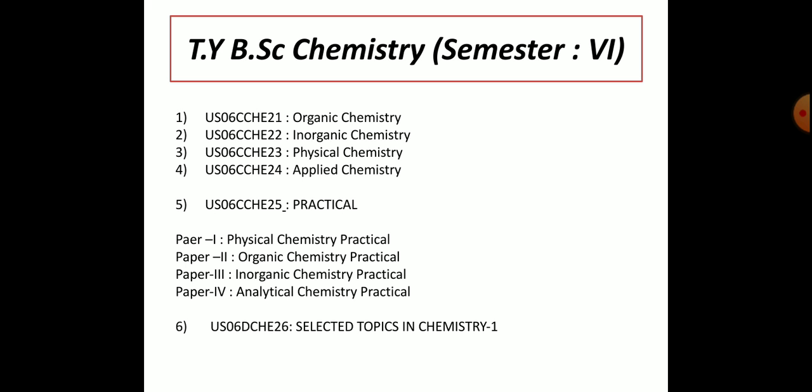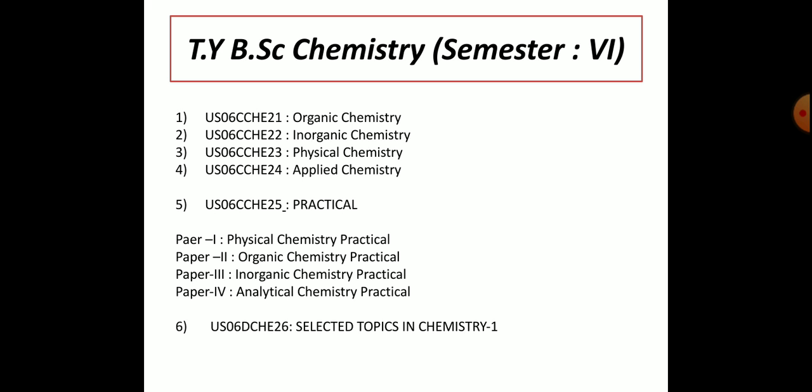Now paper 2, that is US 06 CCH 22, that is inorganic chemistry. This subject contains total 4 unit. Unit 1 is wave mechanics. Unit 2 is divided into 2 parts. Part A is organometallic chemistry. Part B is cyclopentadienyl complex. Unit 3 is divided into 2 parts. Part A is term symbols and Part B is electronic spectra of metal complexes. Unit 4 is principle of metallurgy and chemistry of Pb, Fe, Ni, Cu and Ag.